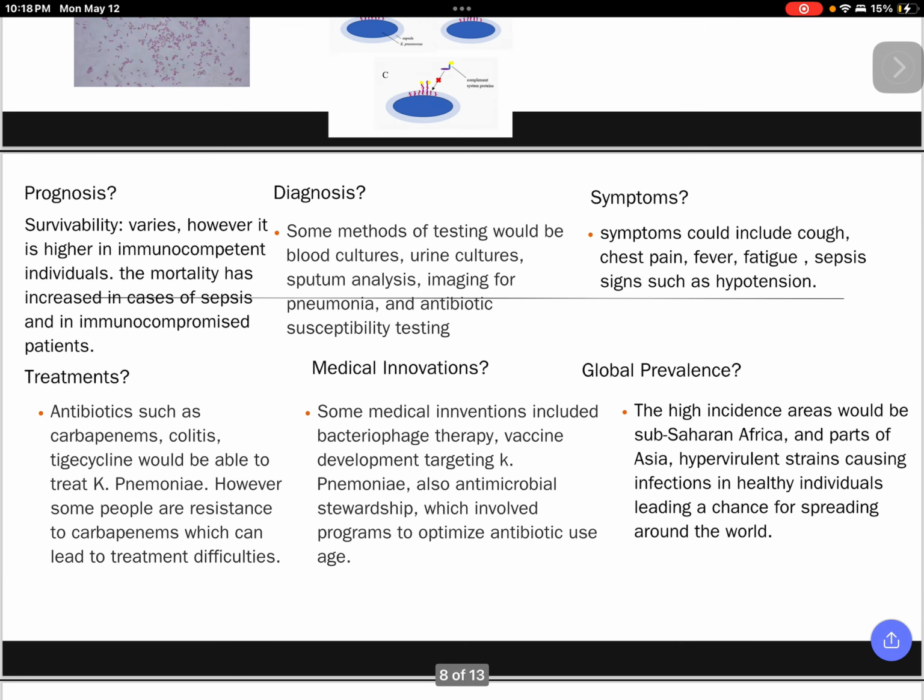Our diagnosis methods of testing would be blood cultures, urine cultures, sputum analysis, imaging for pneumonia, and antibiotic susceptibility testing. Some of our symptoms would include cough, chest pain, fever, fatigue, sepsis, and signs such as hypotension. Our medical innovations include bacteriophage therapy, vaccine development targeting pneumoniae, and antimicrobial stewardship, which involves programs to optimize antibiotic usage.